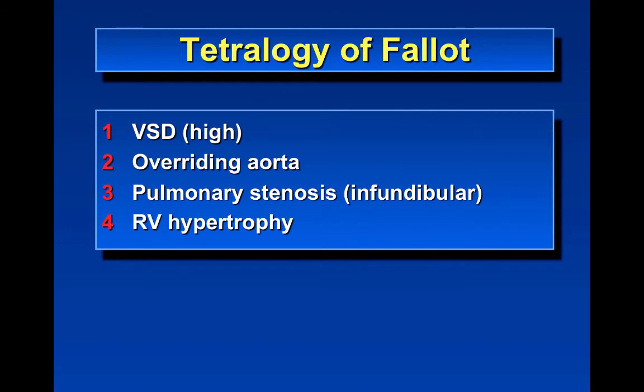So Tetralogy of Fallot has several features. Of course, there are 4 lesions, and they include a VSD, an overriding aorta, pulmonary stenosis, especially at the infundibular level, and right ventricular hypertrophy.